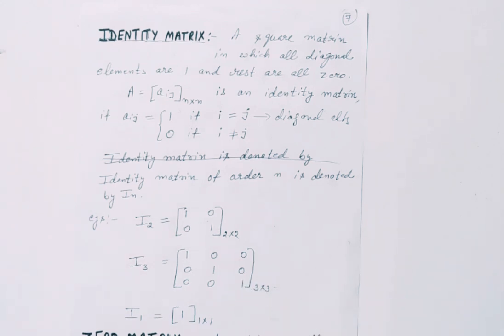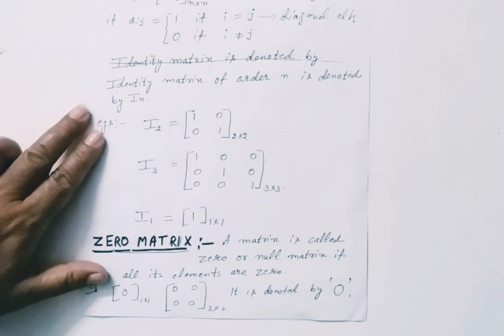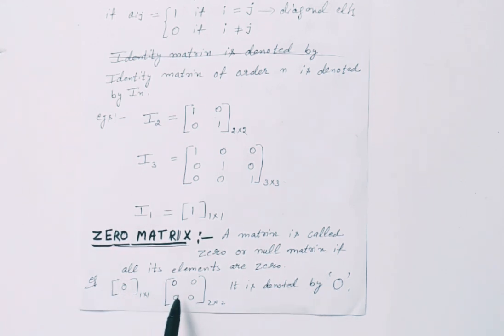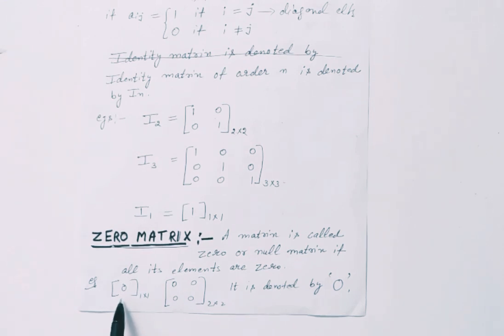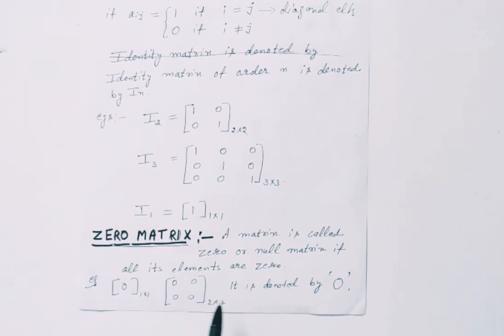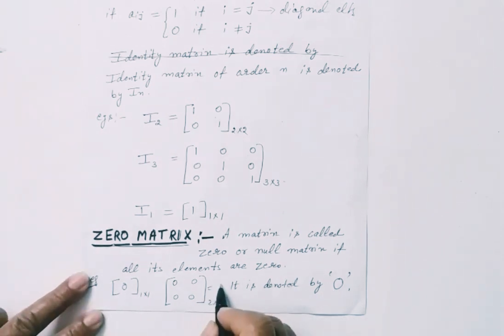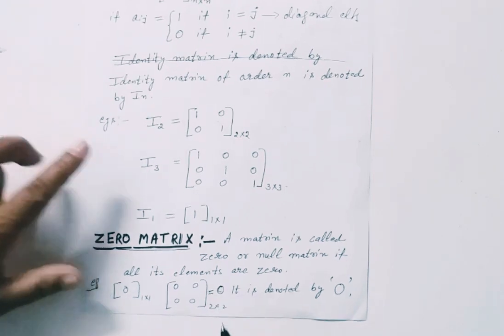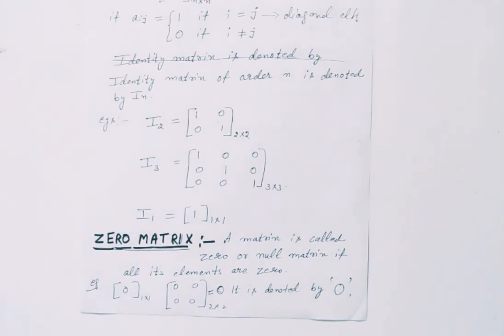Now let us come to another type of matrix, which is the zero matrix. What do we mean by a zero matrix? A matrix is called a zero matrix, as is clear from the name, if all its elements are 0. So this is the zero matrix of order 1 by 1, and this is the zero matrix of order 2 by 2. Generally, the zero matrix is denoted by the capital letter O.